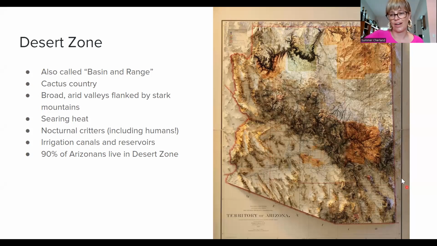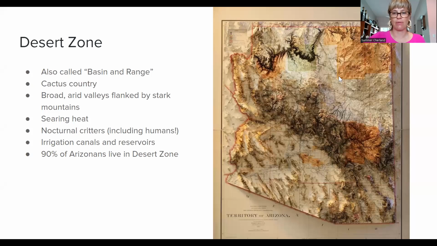The desert zone is frankly known for its searing heat and nocturnal critters, meaning people and animals that just come out at night mostly, or live in air conditioning about 6 months of the year. The reason people can live in the basin and range is because of irrigation, canals, and reservoirs, which provide water and electricity to all the people like us living in Phoenix. And it's really strange because the desert is frankly somewhat uninhabitable for humans, except for air conditioning, electricity, and irrigation. And that's all man-made. And yet 90% of Arizonans live in the desert zone. I wonder if that surprises you.